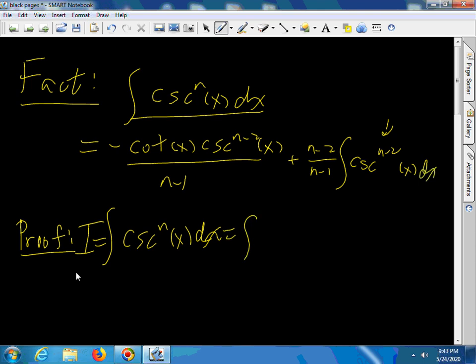we are going to break off two factors of cosecant x. So instead of n factors, it's going to have n minus 2 factors. But I need to multiply it back. Hence the term break off. Now we're going to use integration by parts.